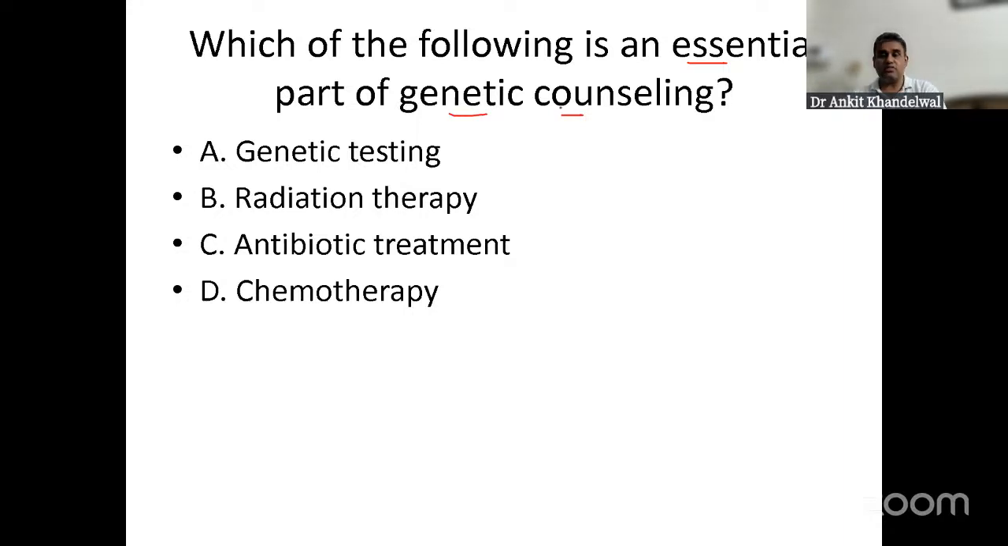Okay, A, B, C, D. Which of the following is an essential part of genetic counseling? A is genetic testing, B radiation therapy, C antibiotic treatment, or D chemotherapy. Think. I guess the time is over. The answer will be option A, genetic testing. Genetic testing is an essential part of genetic counseling.